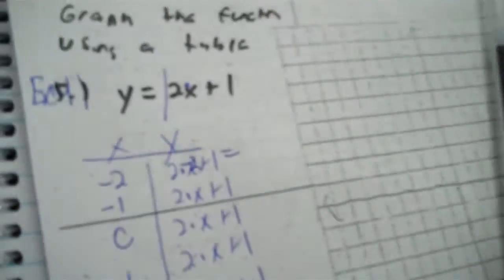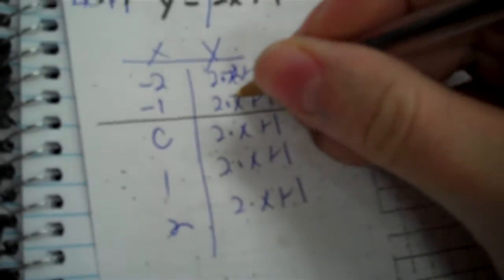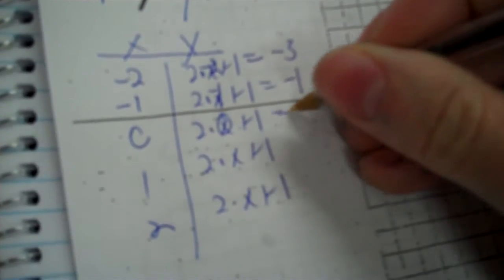So I put negative 2 over the x, and then we take 2 times negative 2 plus 1, negative 3. Okay, put negative 1 in for x. 2 times negative 1 plus 1 is negative 1. 2 times 0 is 0 plus 1 is 1. 2 times 1 plus 1 is 3. And 2 times 2 plus 1 is 5.